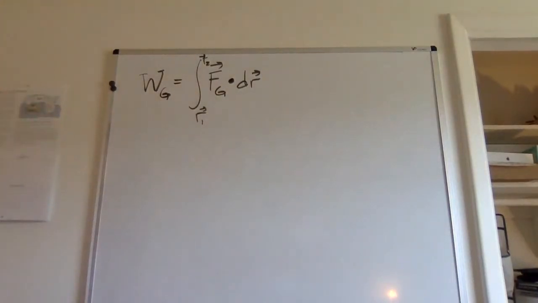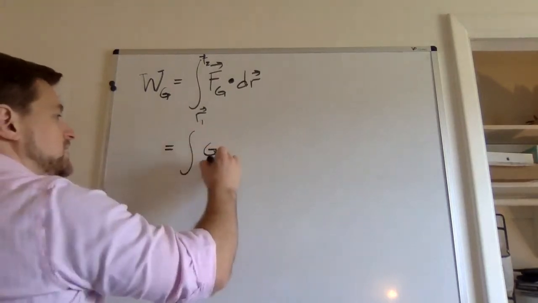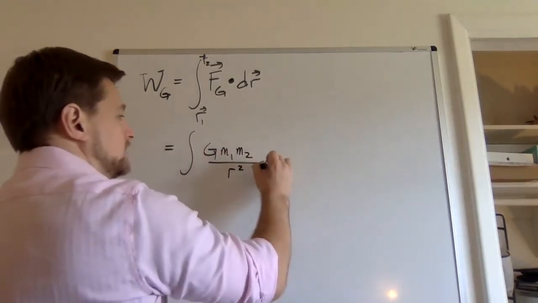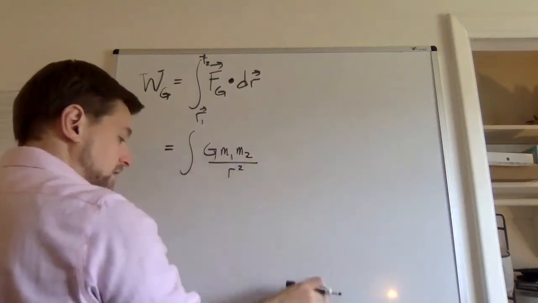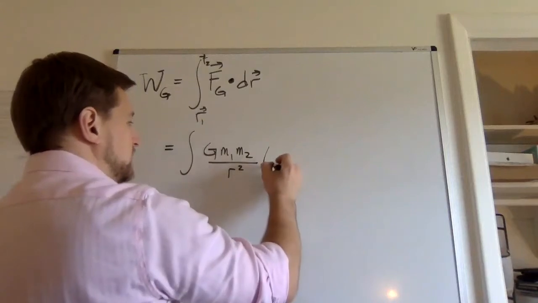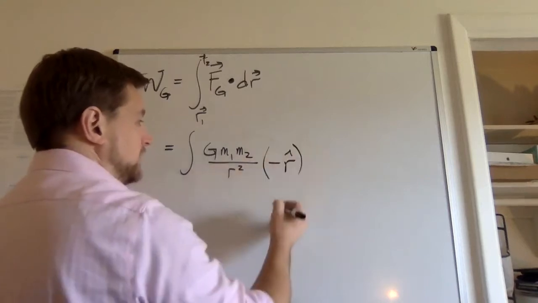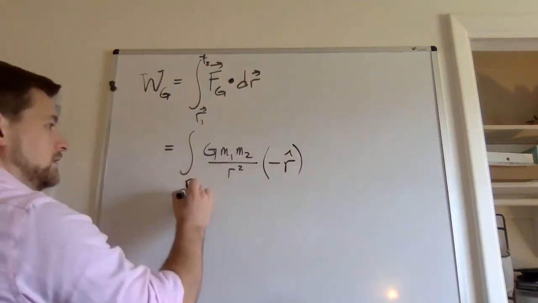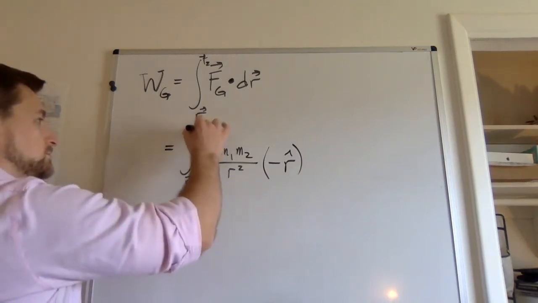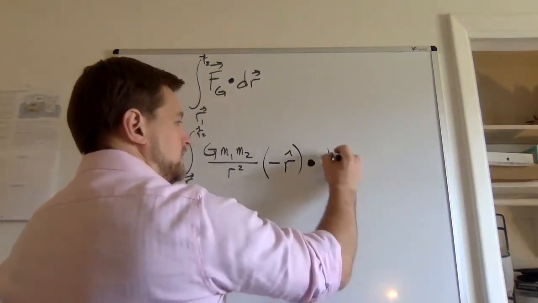The force of gravity, well, we know what it is. It's capital G, mass 1, mass 2, over r squared, and that's in the r direction, the radius direction, the altitude direction. Negative r hat, right? Integrated from R1 to R2, dot dr.